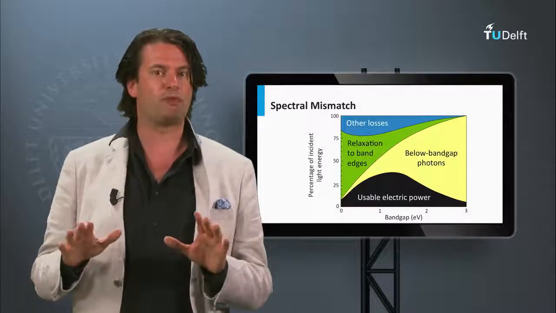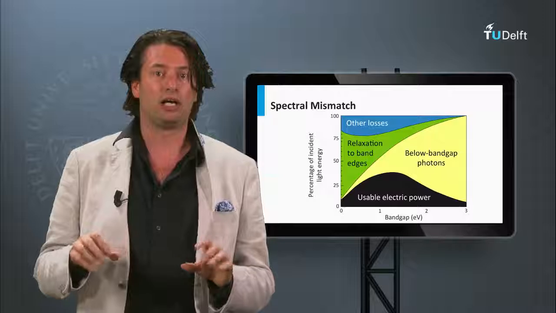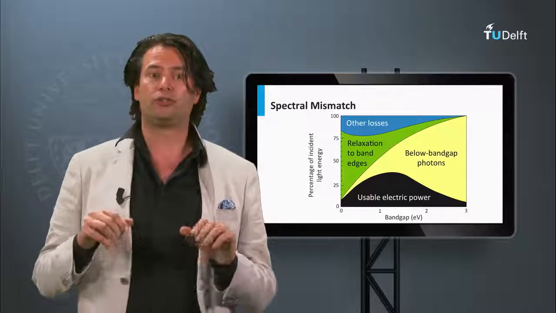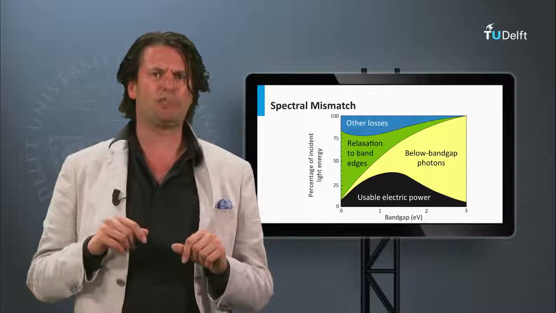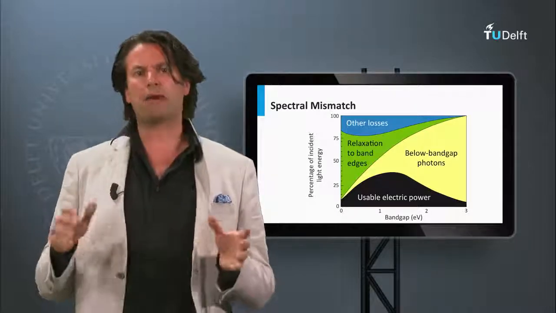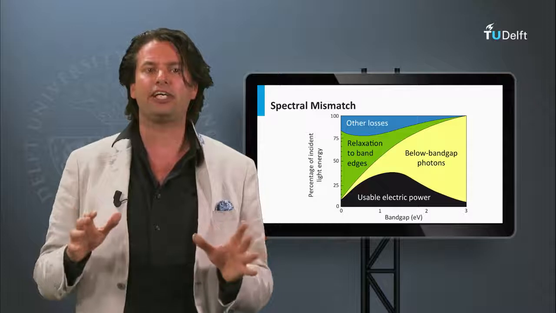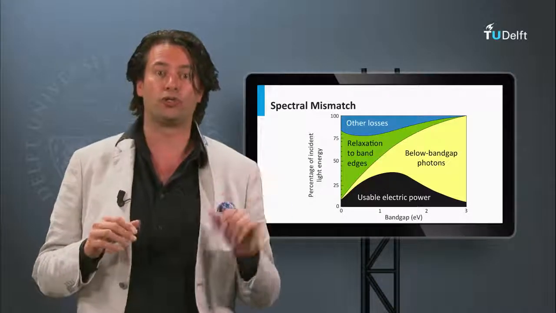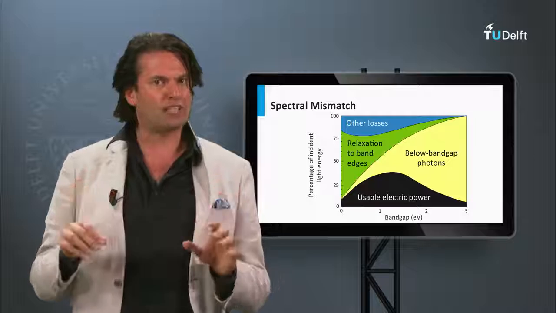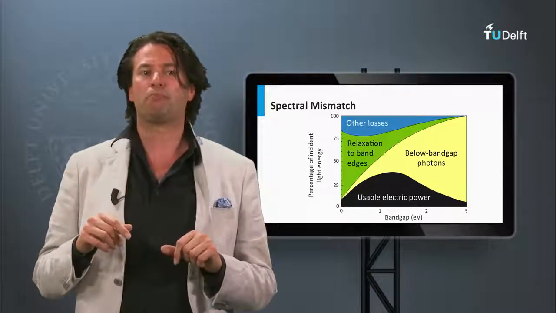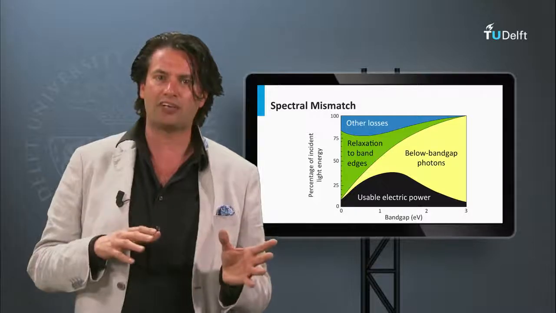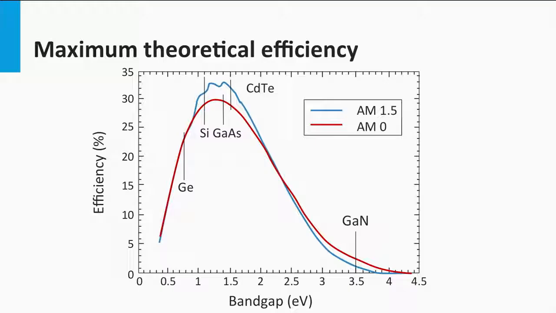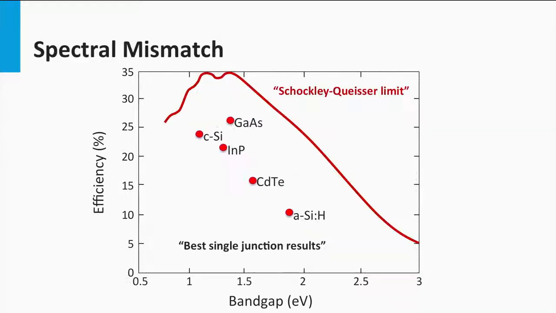It shows the loss mechanisms: black body radiation, relaxation of charge carriers to the band gap edges, and lost energy below the band gap. The black part shows the usable energy in single junction solar cells according to the Shockley-Queisser limit. The Shockley-Queisser limit has an optimum of 33% for band gaps in the range of 1 electron volt up to 1.5 electron volt. For single junction solar cells, you can see that the semiconductor materials silicon, gallium arsenide and cadmium telluride have an optimum band gap.